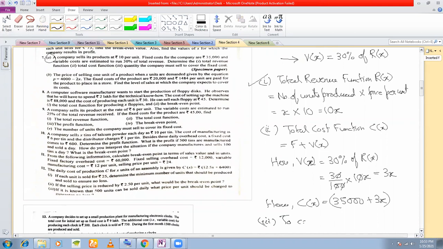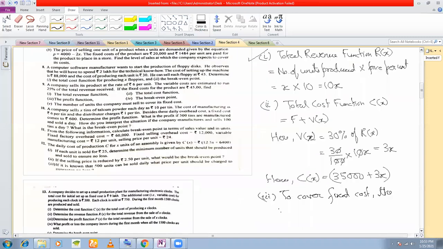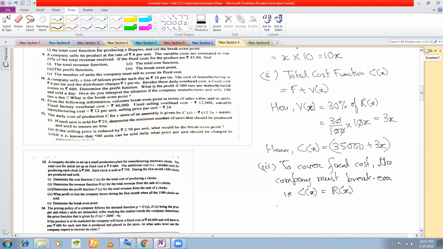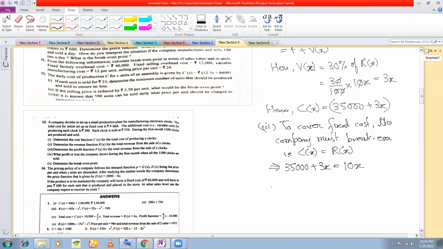To cover fixed cost, the company must break even, right? That is, Cx is equal to Rx. And what is Cx here? 35,000 plus 3x. And what is Rx here? Rx we have found out is 10x, just above. You solve this equation.